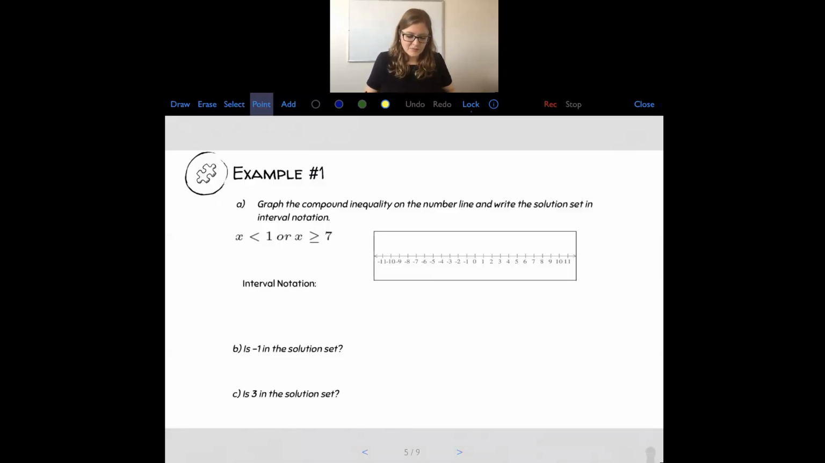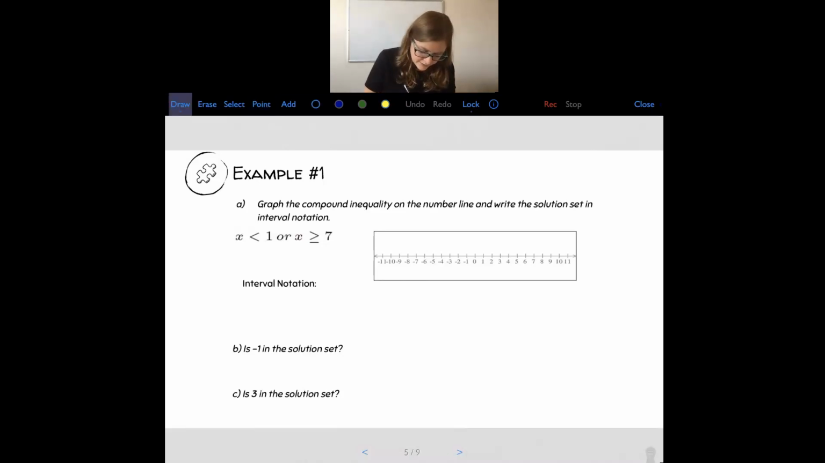Okay, so example number 1, graph the compound inequality on the number line and write the solution set in interval notation. So our compound inequality here is x less than 1 or x greater than or equal to 7. It's joined by the word or. What we're going to do is graph on the number line all of the values, meaning x, that are less than 1 and all of the values that are greater than or equal to 7. So the lines that we draw on our number line represent x here.